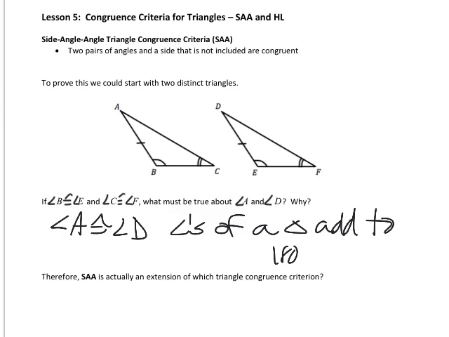And that's why angle or side angle angle is really just an extension of angle side angle, because I know now that the other sides have to be congruent. And that just gives me angle side angle. So as long as I have two congruent angles and a congruent side, you can prove the triangles are congruent.